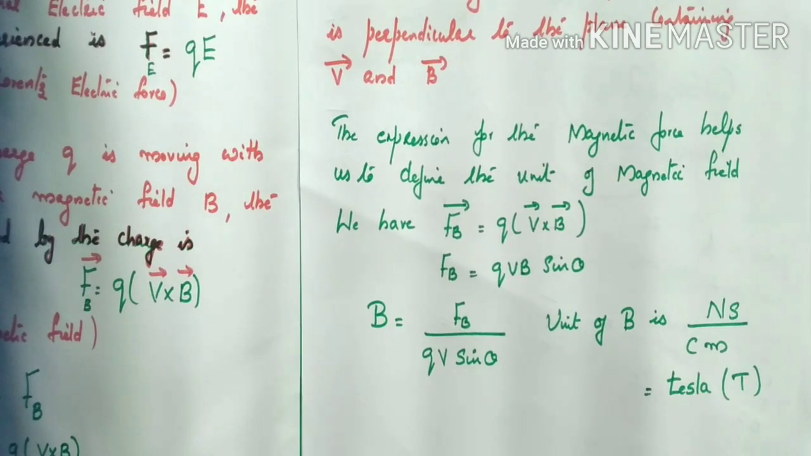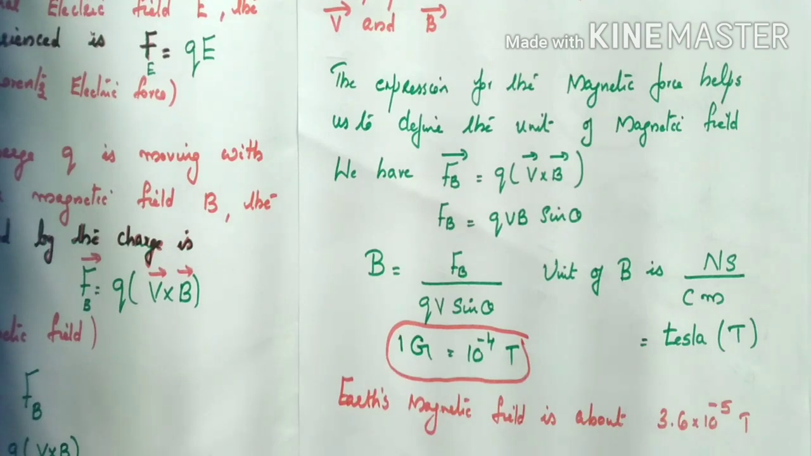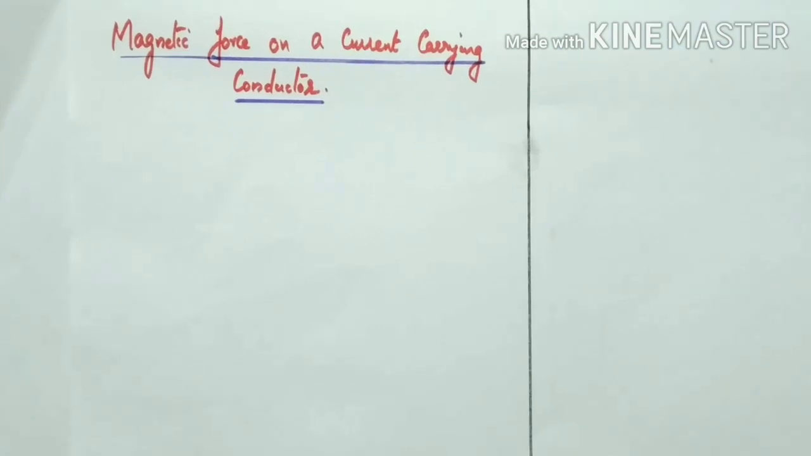Usually Tesla is a rather large unit, and hence a smaller unit called Gauss is used. One Gauss is 10 raised to minus 4 Tesla. And we know Earth has a magnetic field, and the magnetic field of Earth is about 3.6 into 10 raised to minus 5 Tesla.